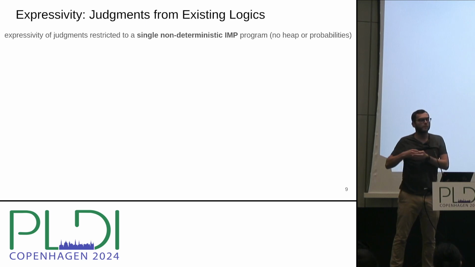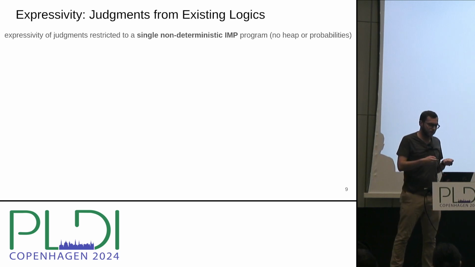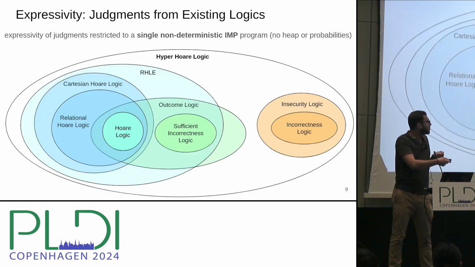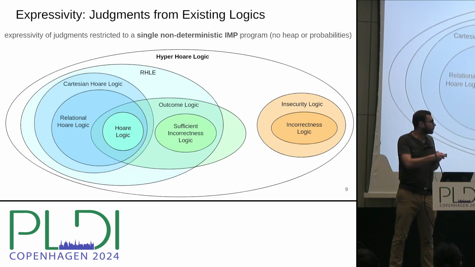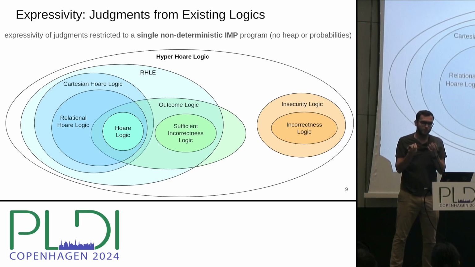But more generally, there are many existing logics to reason about hyperproperties. We looked at their judgments, which we restricted in some cases to a single non-deterministic program, which is the one that Hoare logic covers. And we obtained more or less the following picture. The reason why we have to restrict those judgments to a single program is because logics like relational Hoare logic, for example, have 2 programs in their judgments, and so they can express properties relating multiple executions of different programs, like in the previous talk also.